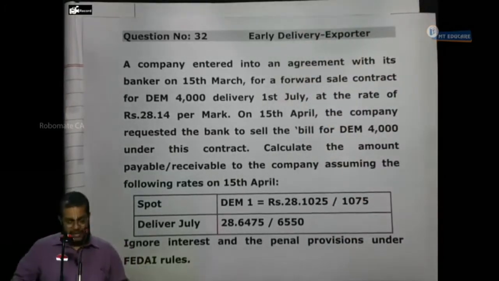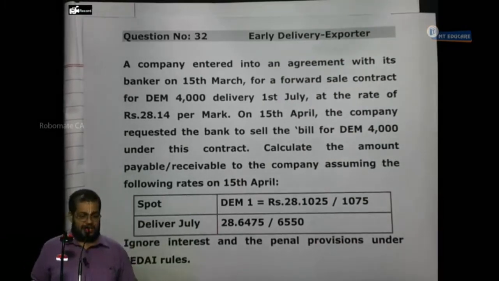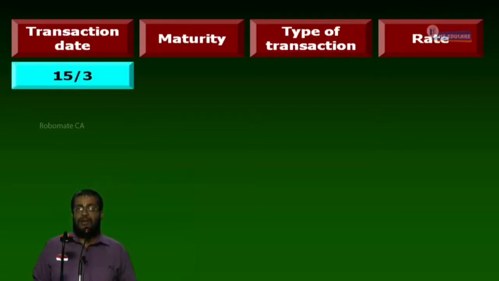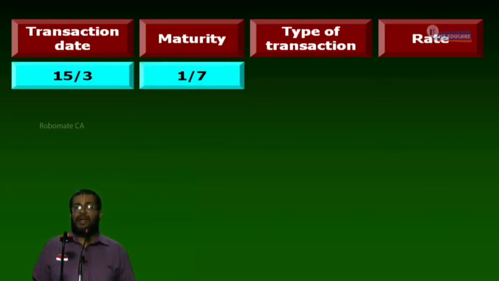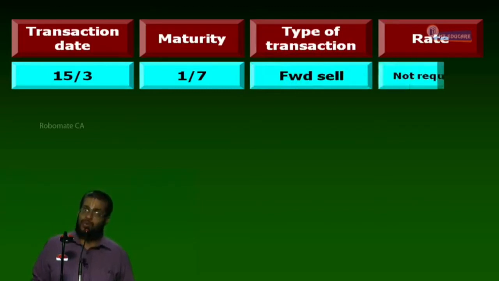Question number 32. Tell me the column headings. What are the column headings here? Let's do it together. Transaction date, maturity date, type of transaction, and then rate. I went to the bank for the first time on which date? 15th March. For a transaction expiring on what date? 1st July. I went to the bank to buy or sell Deutsche Mark. Sell Deutsche Mark. I went for what? Forward sell. The rate is given, but do I require it? No, it is not required.